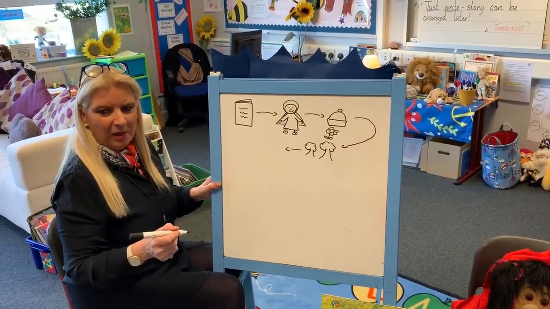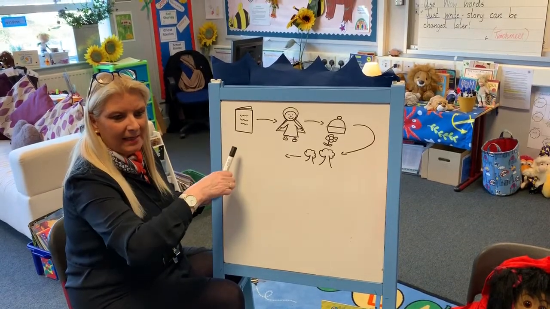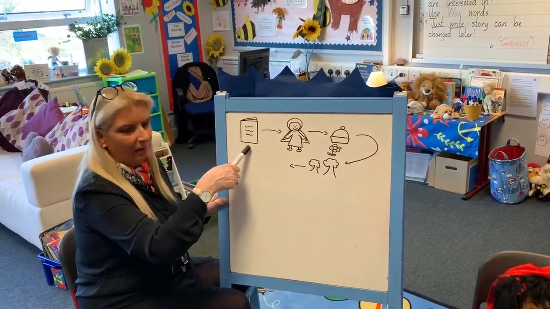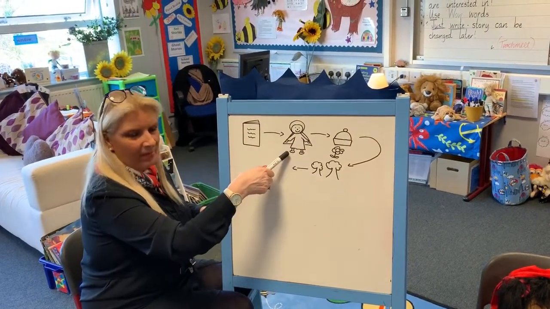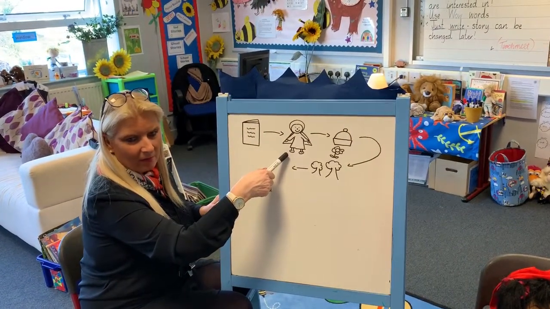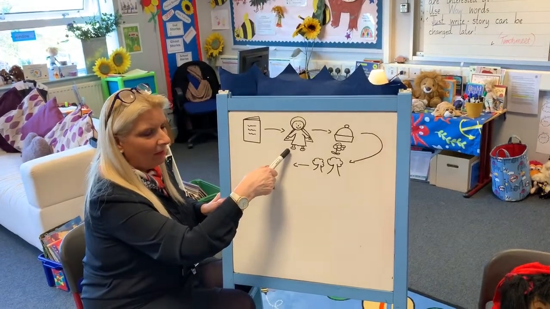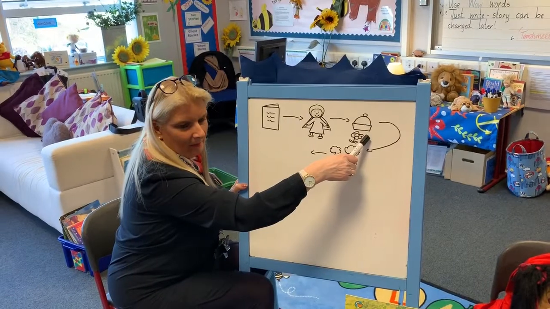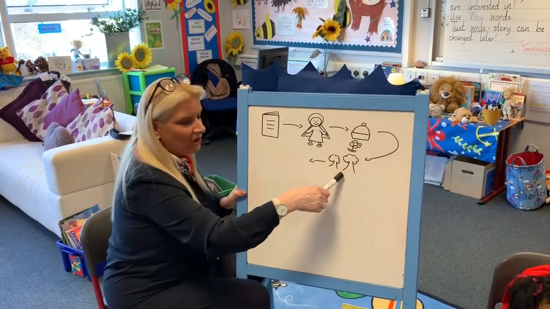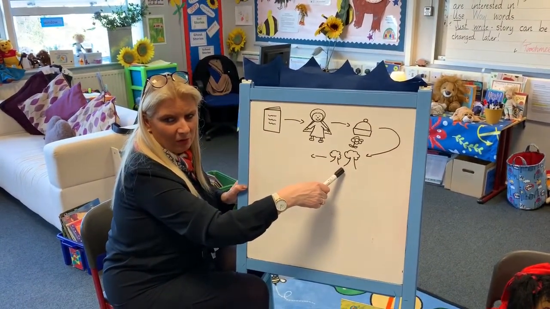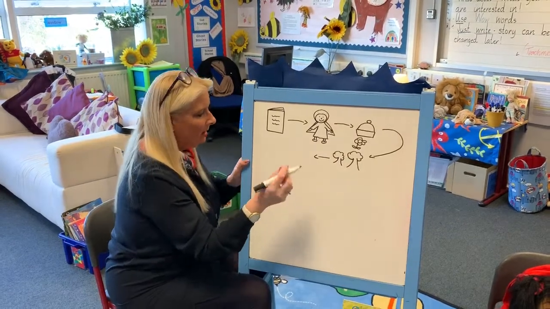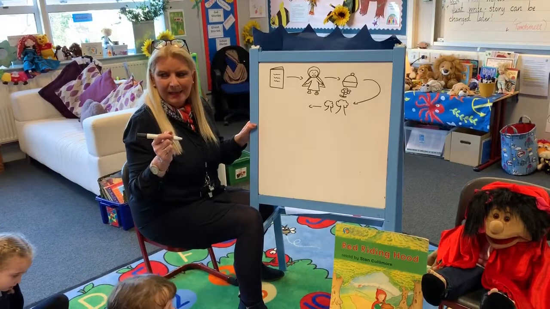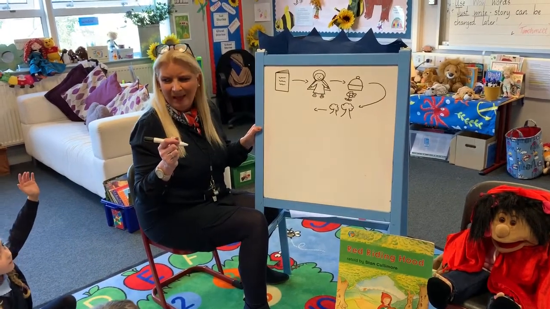Let's see if we can go back to the beginning and tell the story by looking at these little drawings. Who's in the book? What is she taking to her gran's? Where does she have to walk through? Excellent. Now, she is going through the forest and she meets somebody maybe not very nice.